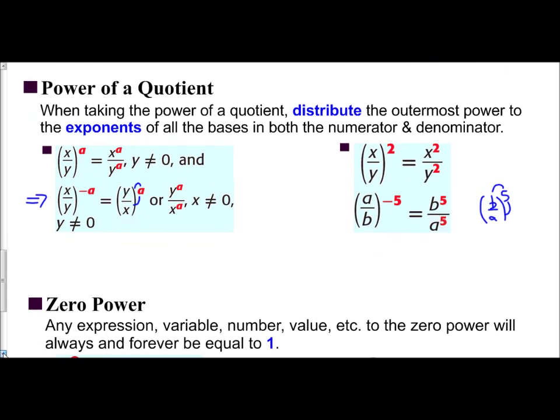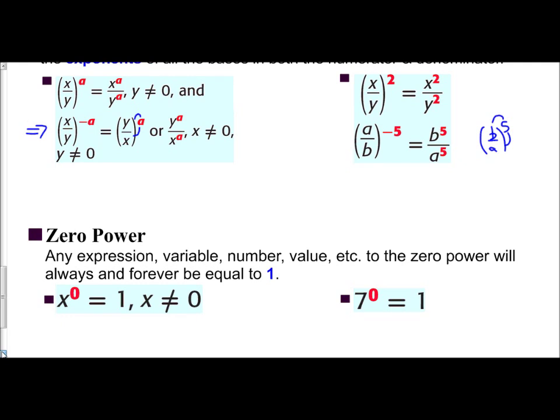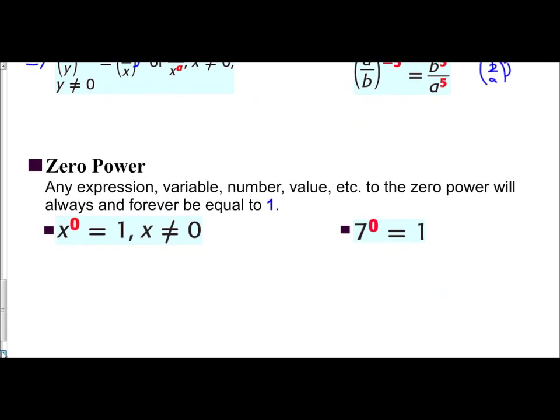And the last one is our zero power rule. Our zero power rule states any expression, variable, number, value, etc. to the zero power will always and forever be equal to 1. So x to the 0 is 1, 7 to the 0 is 1, 20 to the 0 power is 1. It will always be equal to 1.